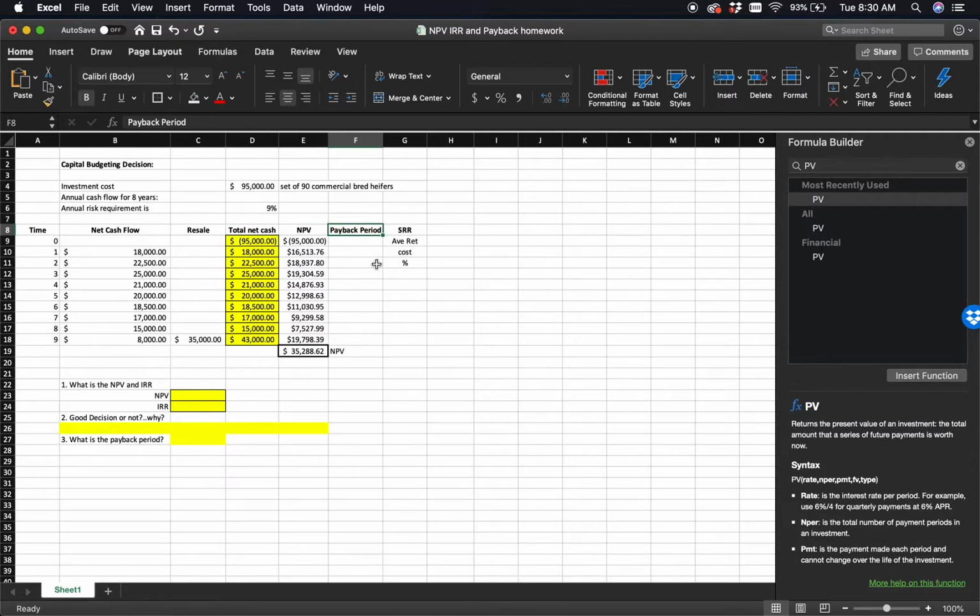Sometimes in investment or capital budgeting decisions, payback period gets some play. Now, the idea about payback period is forget time value of money. How long does it take to get your money back? And some folks look at that as a way to calculate the investment value. Is it good or not? Well, let's calculate how that would work.